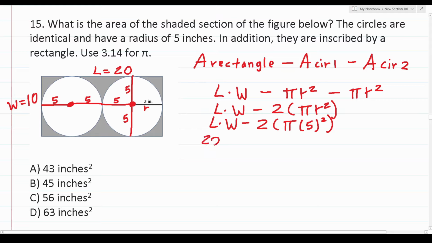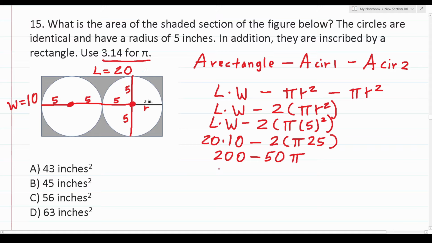This becomes 20 times 10 minus 2 pi times 5 squared. 5 squared is 25, okay? 20 times 10 is 200. And let's work this out. What's 2 times 25? 2 times 25 is 50, so this is 200 minus 50 pi. And at this point, we can go ahead and use 3.14 for pi. So this becomes 200 minus 50 times 3.14. And I'm going to have to work that off to the side.